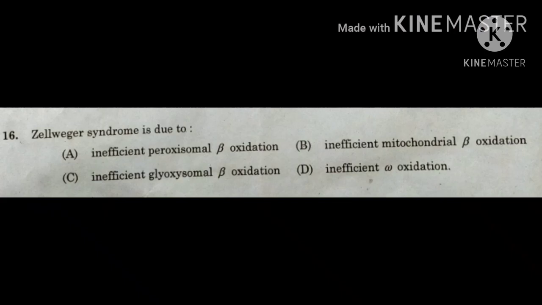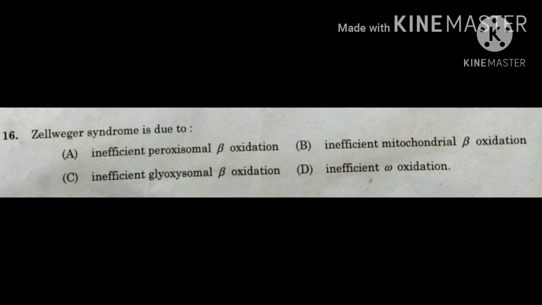Once again, I am inviting your attention to this question. Okay, so Zellweger syndrome is due to, now you know that it is due to the inefficient peroxisomal beta oxidation. So the correct answer for this question is option A.